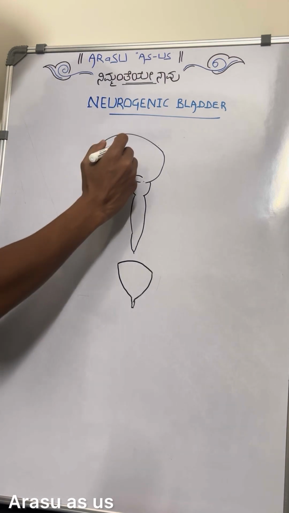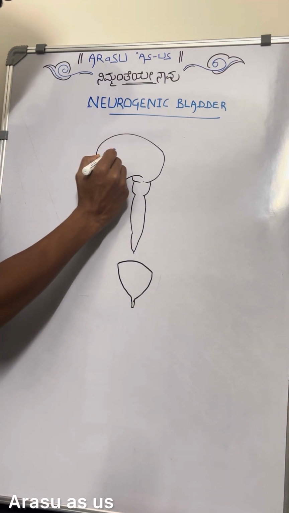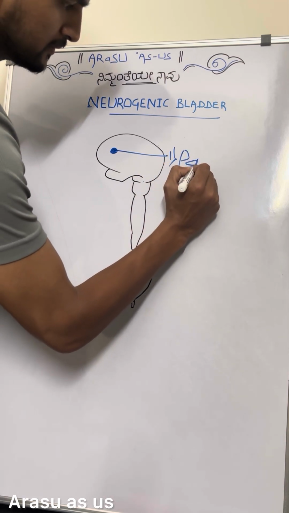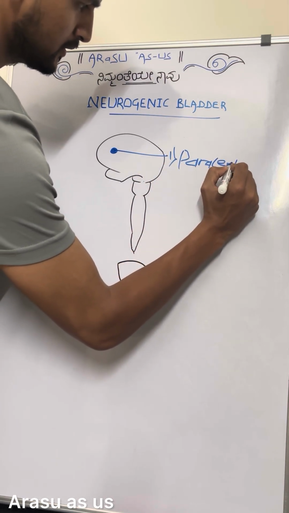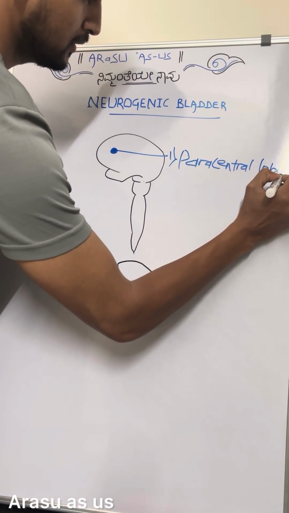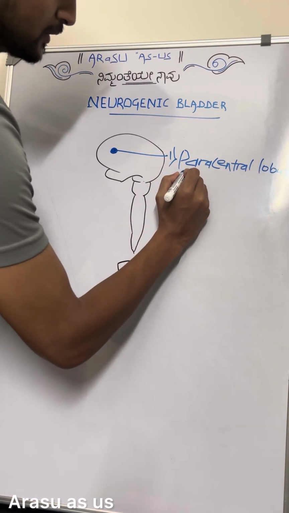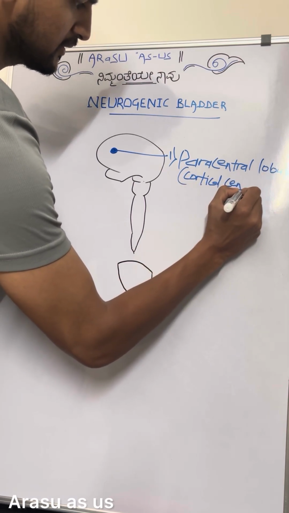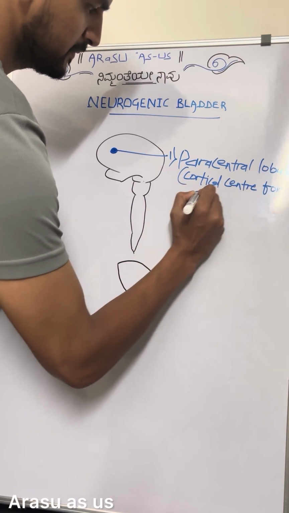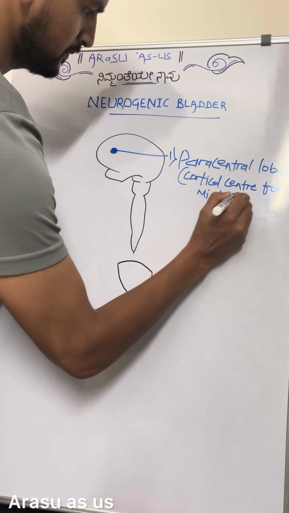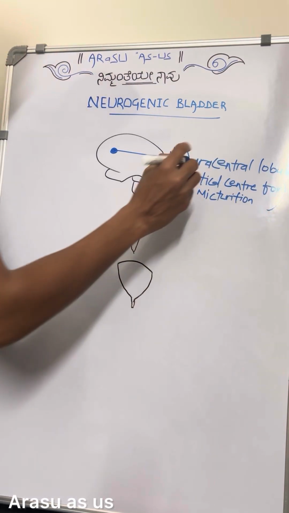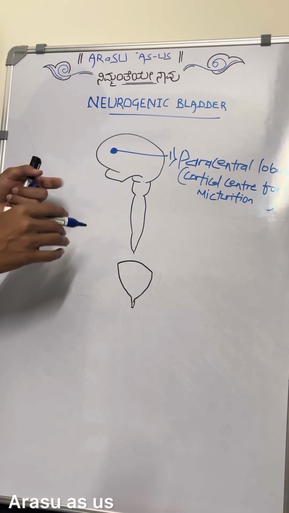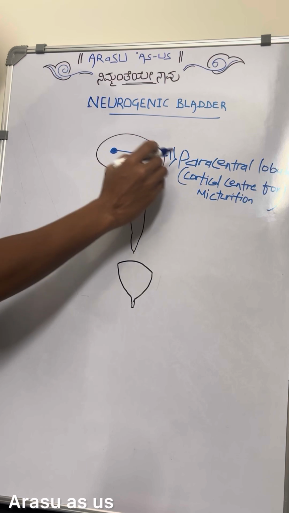So the first one is the paracentral lobule, which is also called the cortical center for micturition. This will help a person to decide when and where to urinate. So this is the first thing.